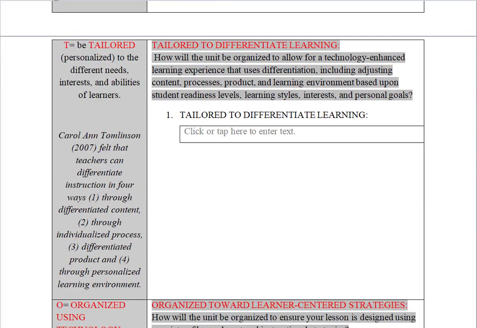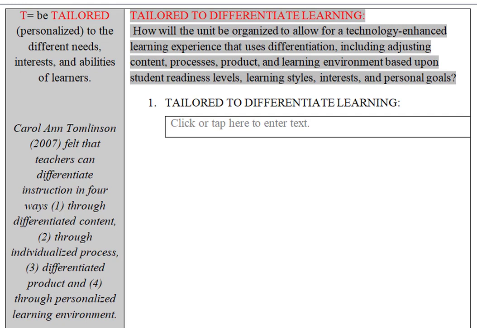And here is one of the more difficult ones to do. Tailored to differentiate learning. How will the unit be organized to allow for a technology-enhanced learning experience that uses differentiation, including adjusting content, processes, product, and learning environment based upon student readiness levels, learning styles, interests, and personal goals? Now, it doesn't mean that there are massive changes to how something happens, but how do you build in flexibility into the unit itself to make sure that all of your students are learning?